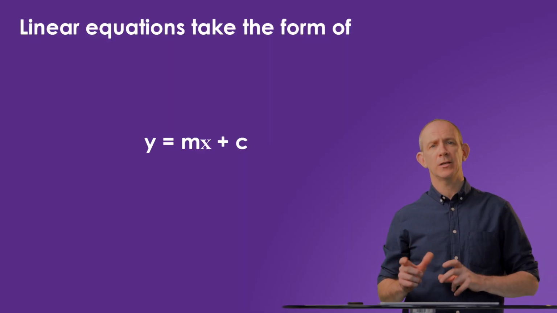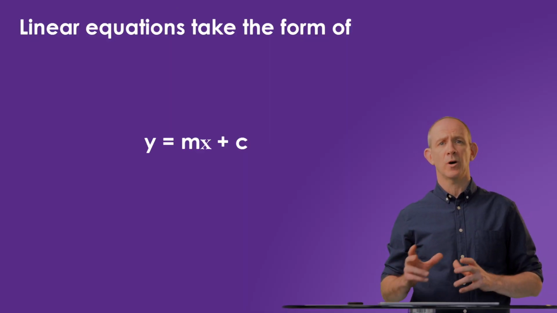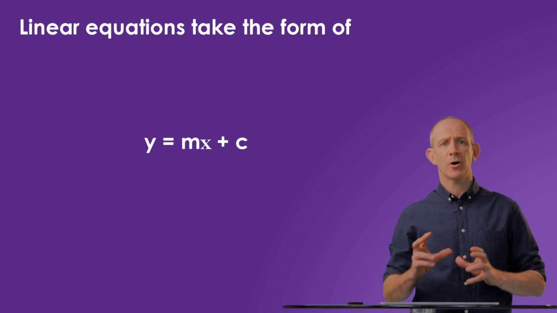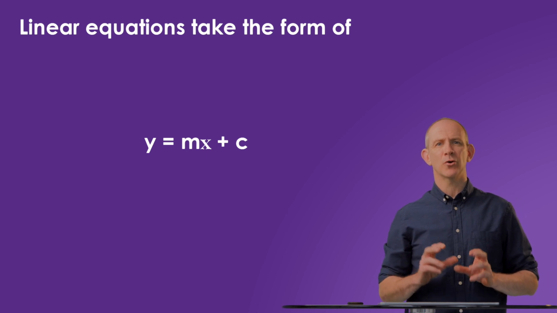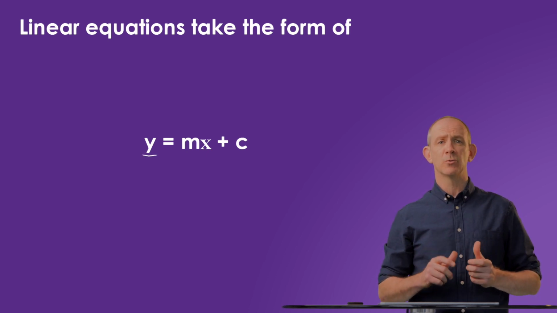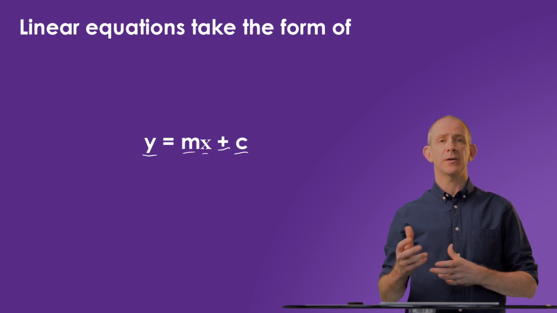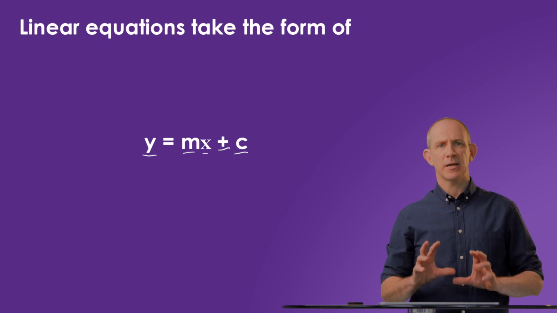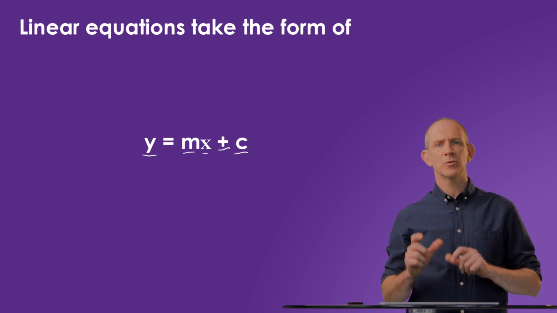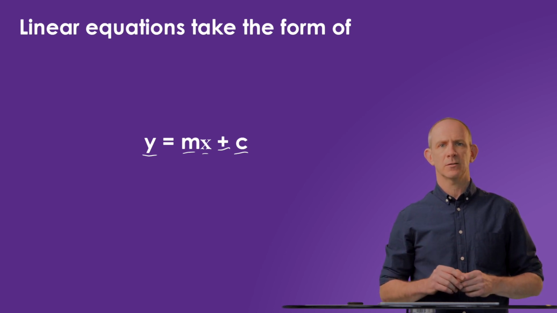Next, we're going to look at linear equations with both the x and the y variable, and what the different parts of that mean. In its simplest form, a linear equation always takes this form, y equals mx plus or minus c. It doesn't need to be laid out in this order, but it can always be rearranged to make it look like this. This is what's called a linear equation.